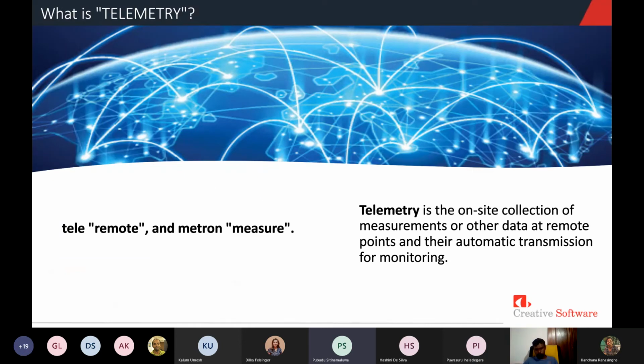So what is telemetry? Telemetry means remote measurement. This word comes from two Greek words, tele and metron, which mean remote measure. So basically, this is measuring remote systems on premises and getting these remote measurements transmitted to a monitoring system and getting the overall picture. This is called telemetry in general.